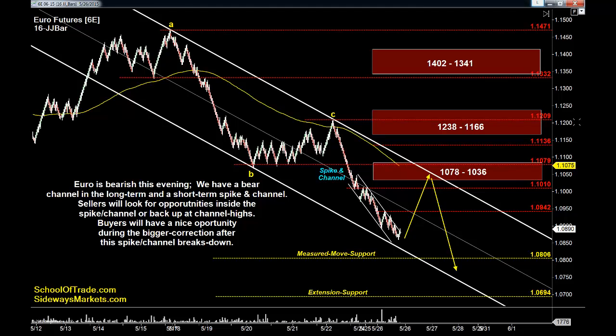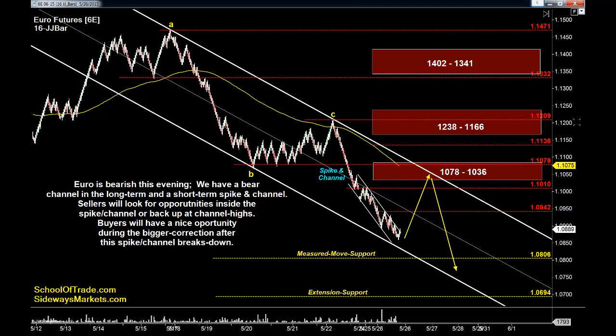How about the euro right now? How's the euro looking? Again, you can download all these charts and have them on your computer for tomorrow. Euro, another market here pushing lower. Now, euro is also bearish this evening. We have a bear channel in the long term and a short-term spike-in channel.